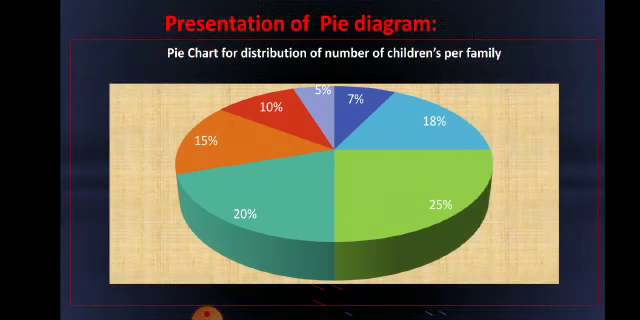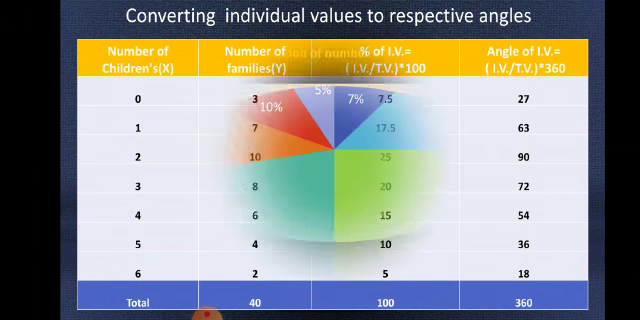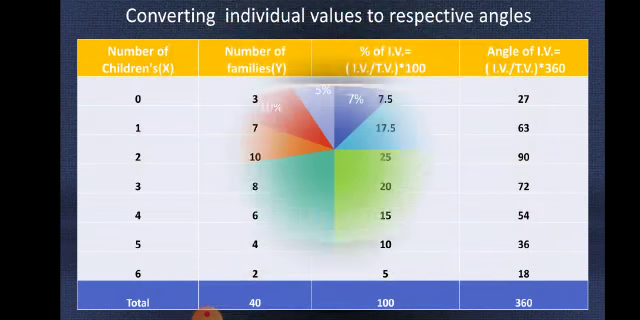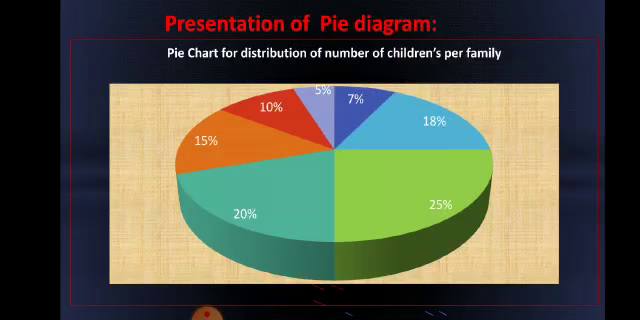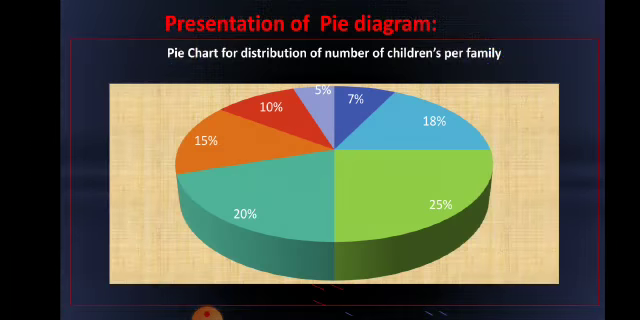See, 90 degrees, right? 20 percent is converted into 72 degrees, and 15 percent is converted into 54 degrees. Like that, lastly, the 5 percent contribution will be converted into 18 degrees. This total should come to 360 degrees. Got it, everyone? This is how we prepare a pie chart.